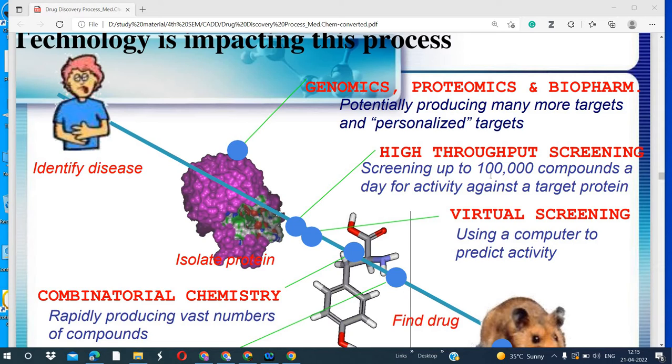Initially you should know for which disease you want to find the drug, or you should identify a disease like corona or any other disease. We should have a problem; to solve any problem, we should know what the problem is. We should identify a disease. These techniques are helpful: genomics, proteomics, and pharmaceutical sciences. These are the different technologies used in the identification of these.